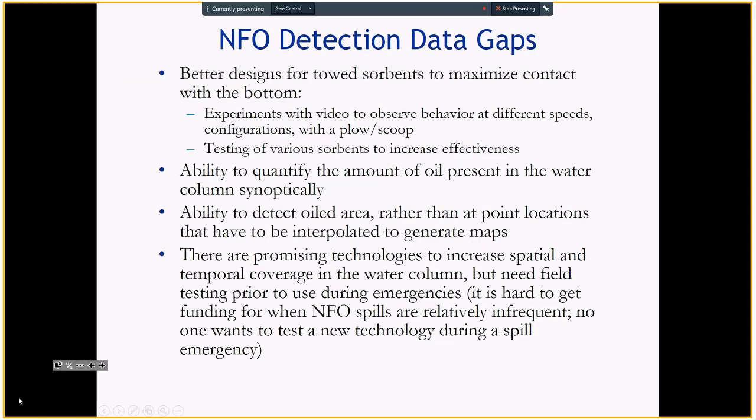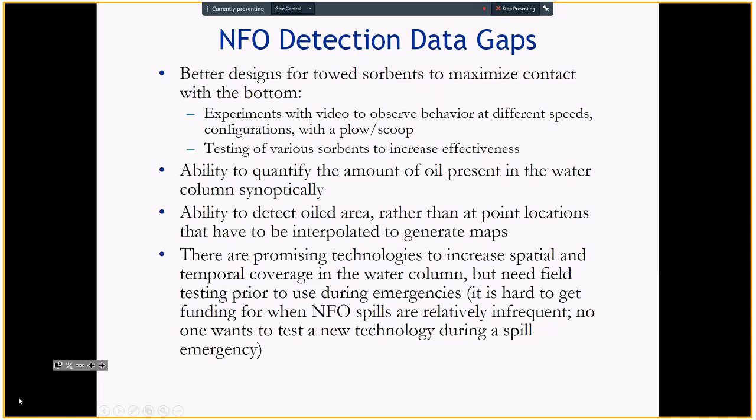Okay, so data gathering. Since we use these systems, the stationary sorbents, it would be nice to know better how effective they are. We make assumptions that they will be effective. That's better for controlled experiments. We want to be able to quantify the amount of oil in the water column, and optically. We can take these little snapshots of certain systems. I think the sonar, the water column anomaly sonar system, is very promising.